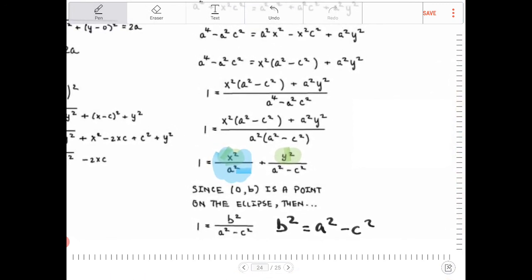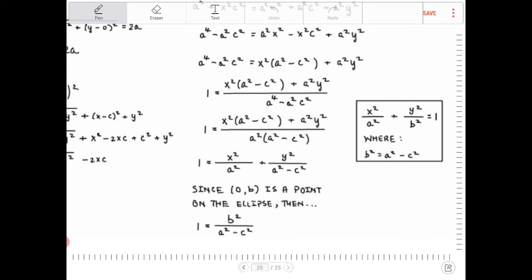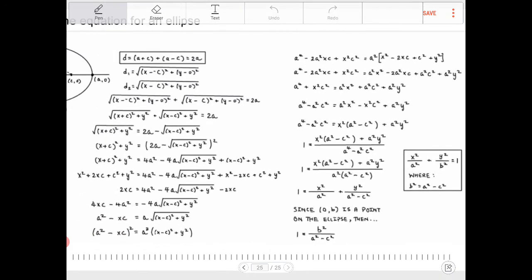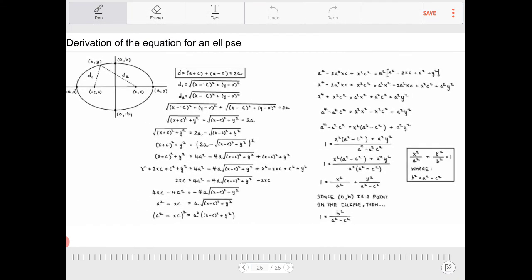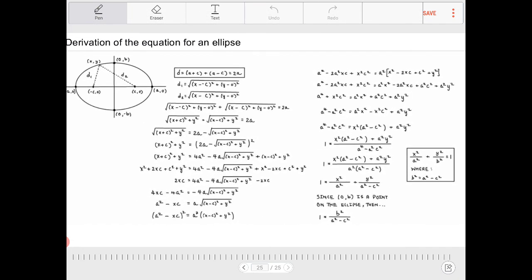So what's my final step? My final step is this: the equation of an ellipse centered at the origin will have the equation x squared over a squared plus y squared over b squared equals 1, where b squared is equal to a squared minus c squared. And this is the derivation of the equation for an ellipse.